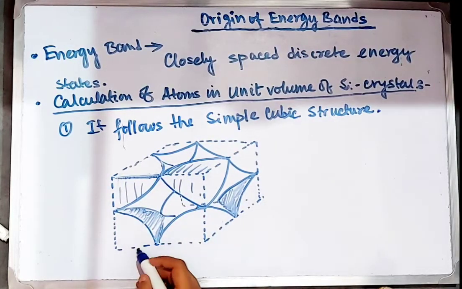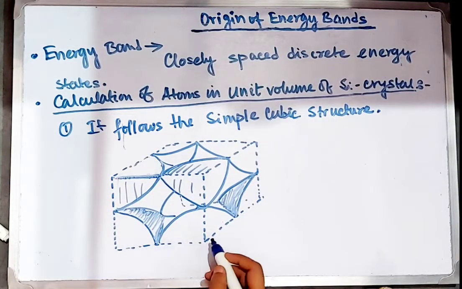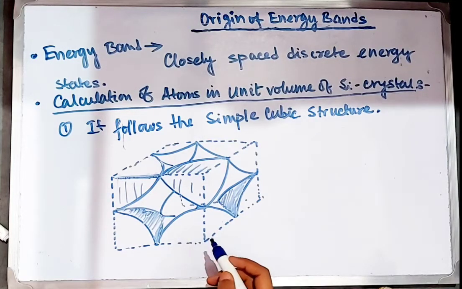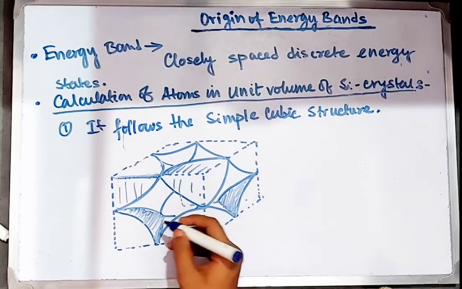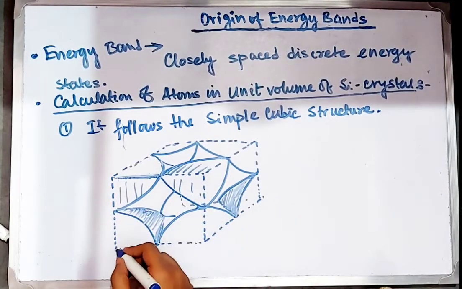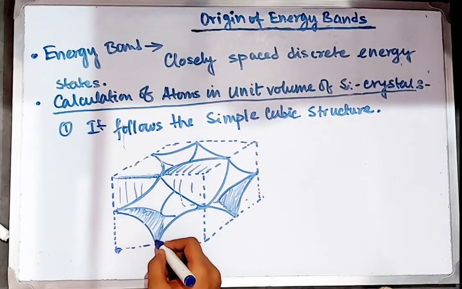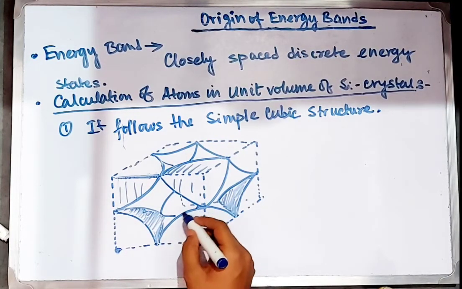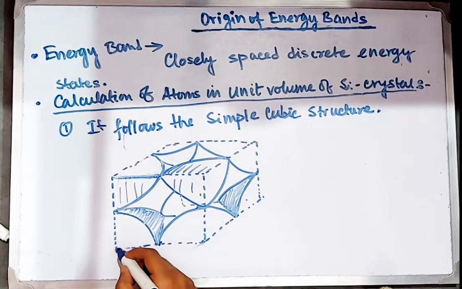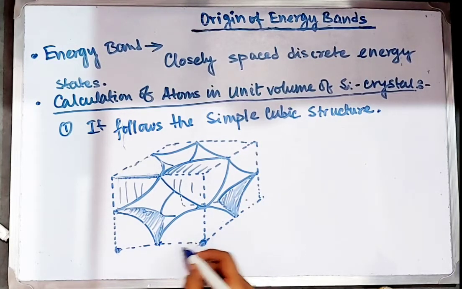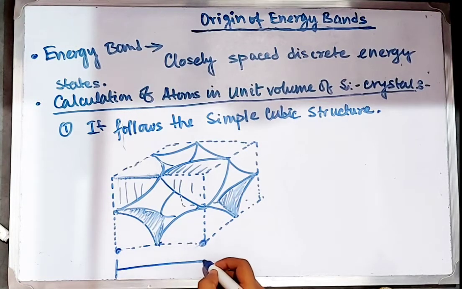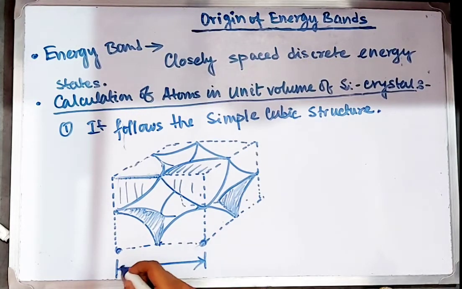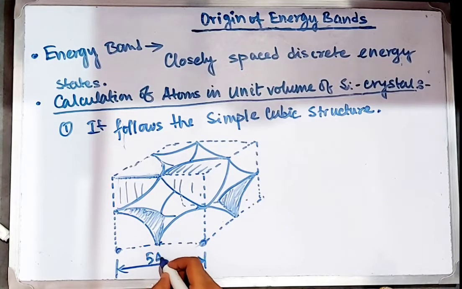So this is actually the simple cubic structure that is followed by the silicon crystal lattice. If this is one atom of silicon, and this is one atom of silicon, then the distance between the nuclei, as we have discussed earlier, is almost 5 Angstrom.